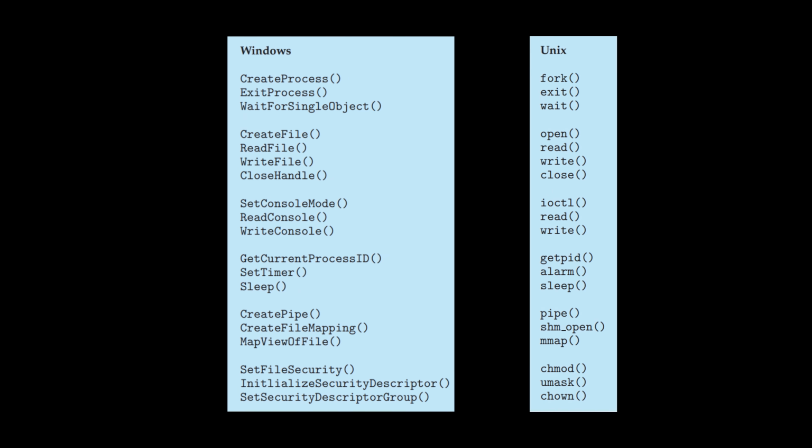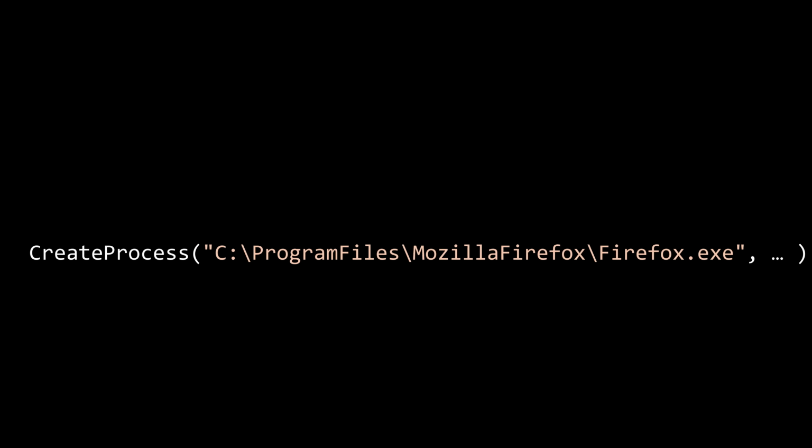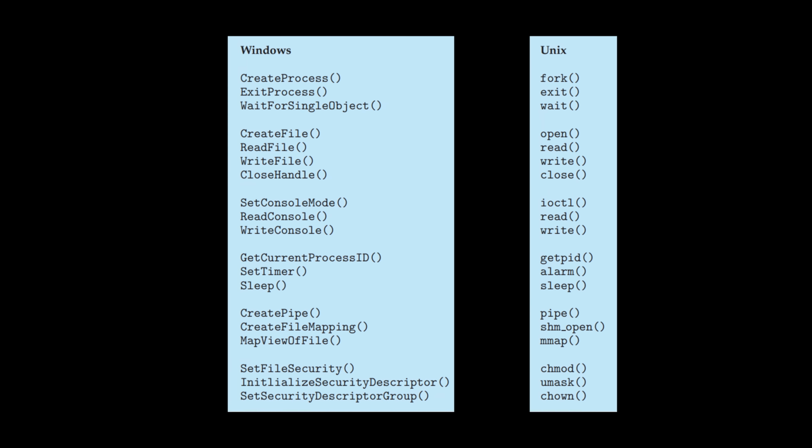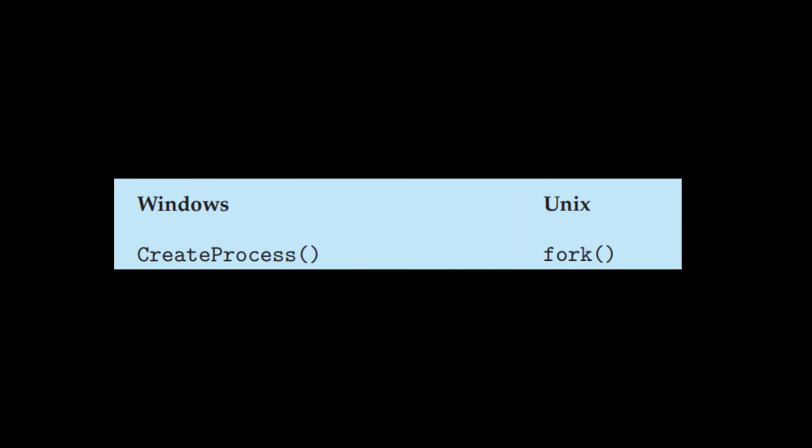For example, on Windows, you can use the create process system call, which receives the path to the executable file of a program, to do precisely that: create a new process. Straightforward, right? Now, if you're not familiar with systems programming, you might assume the Unix equivalent, the fork system call, also creates a new process.